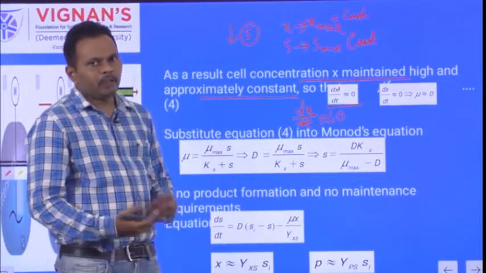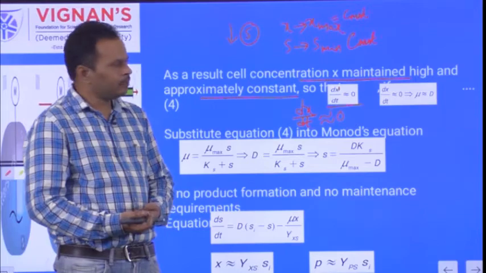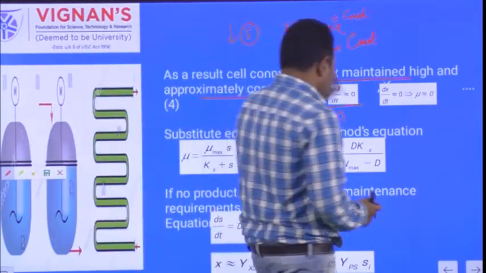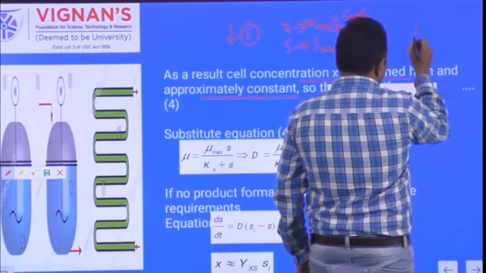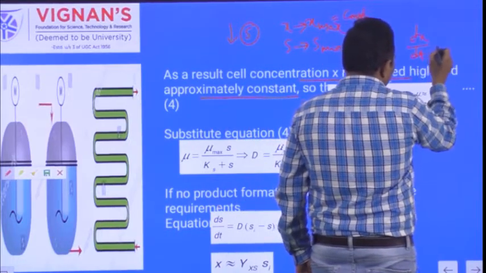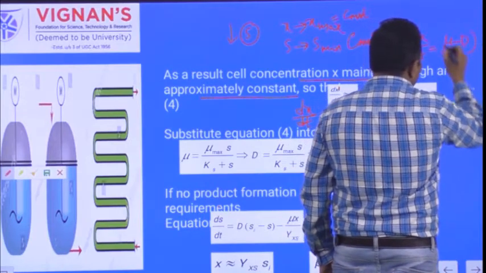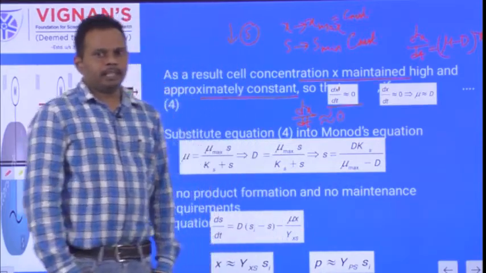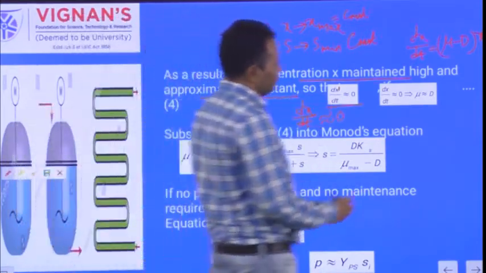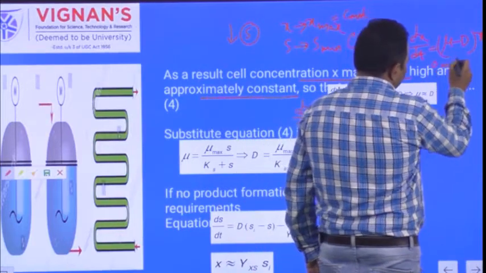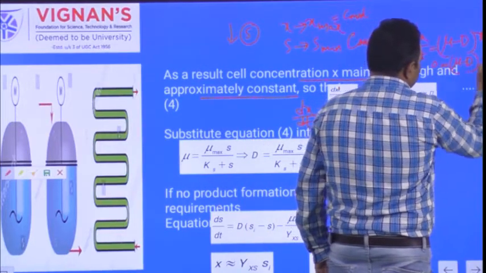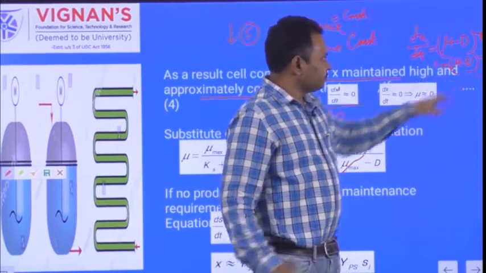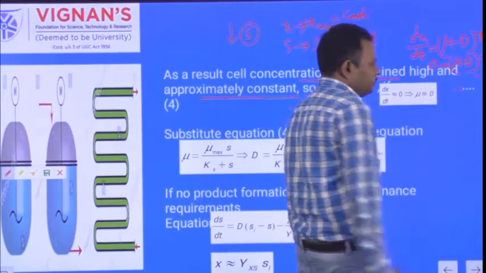Okay. When dx by dt is approximately 0, what happens to the previous equation? What is the previous equation? We wrote dx by dt is equal to mu minus d into x. This is the cell concentration change with respect to time. In this equation, when you put dx by dt equal to 0, 0 is equal to mu minus d into x. To make this term 0, either x should be 0 or mu minus d should be 0.